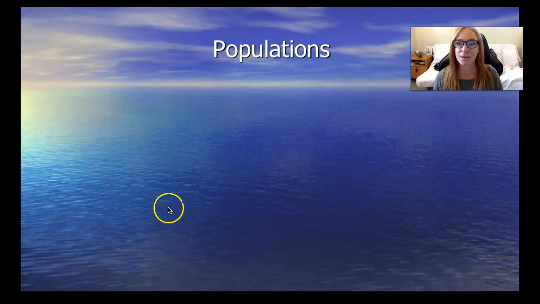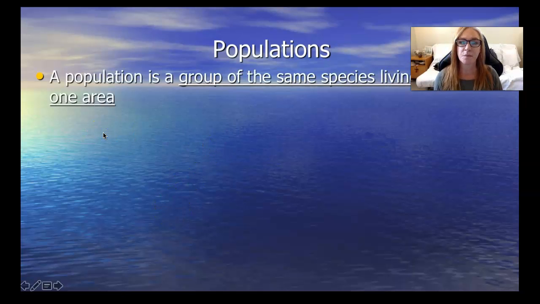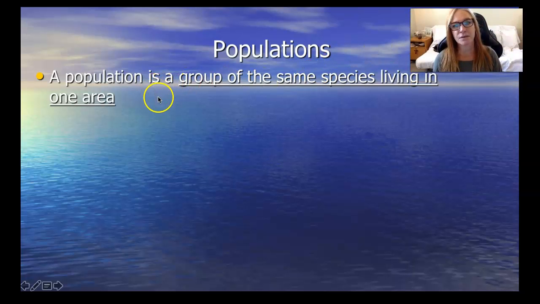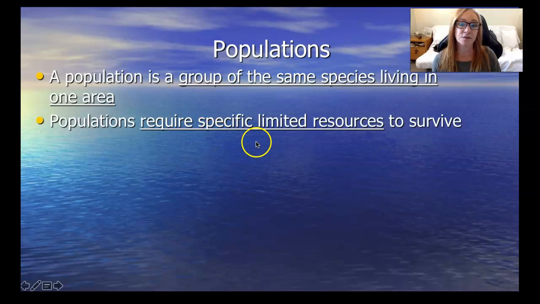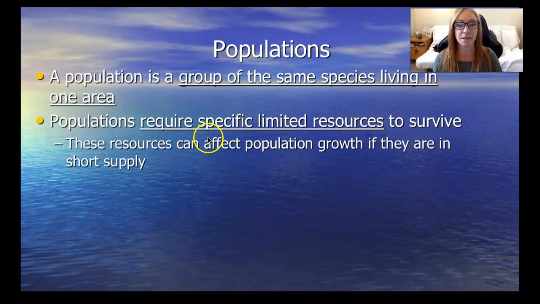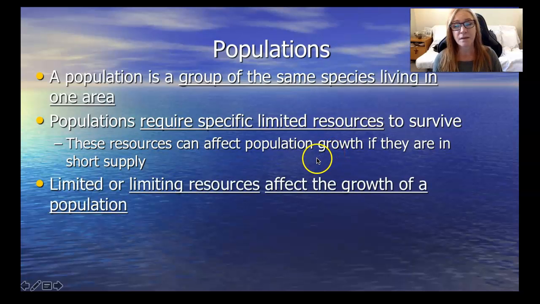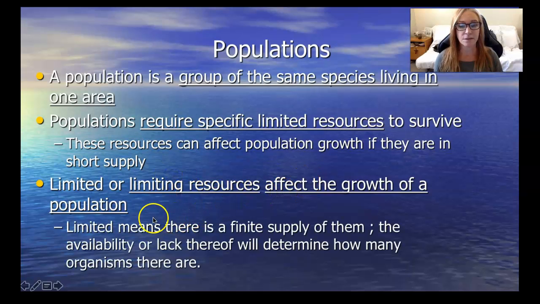Okay. Let's talk about living things. Remember, a population by definition is a group of the same species living in one area and interbreeding. Those populations have specific resources that they need to survive. We'll talk about those in a minute. These resources can affect the size of a population and how fast it grows, especially if they are in short supply. There are two kinds of resources that living organisms are subject to in their ecosystem.